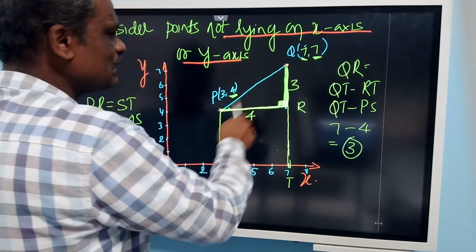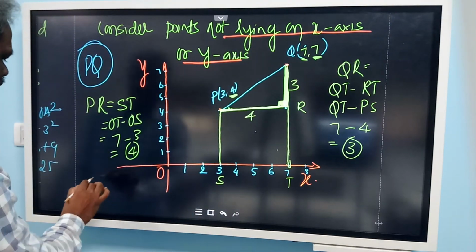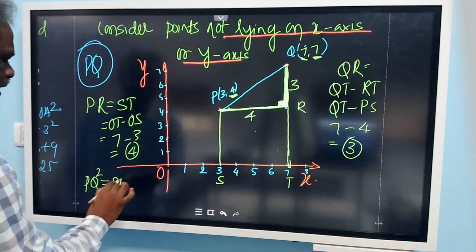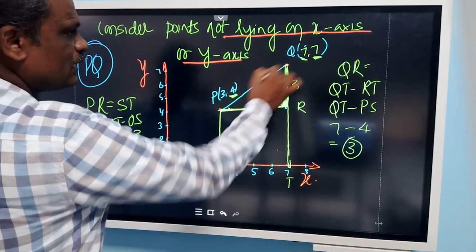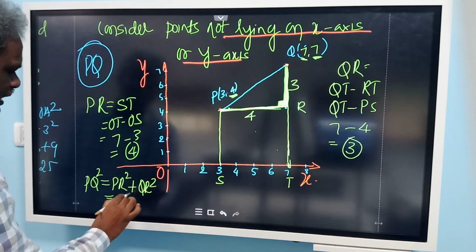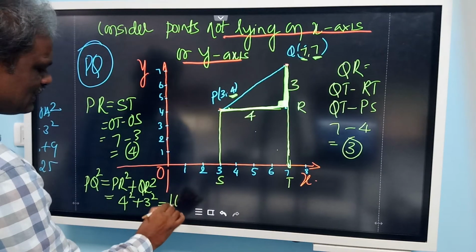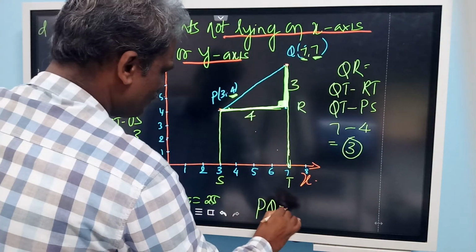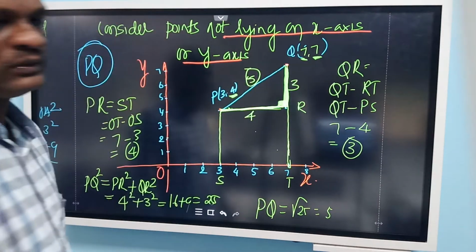You got a right angle triangle here. Apply Pythagoras theorem now. PQ square is equal to PR square plus QR square. PR square is 4 square, QR square is 3 square. So 16 plus 9 is 25. So PQ is the square root of 25, which is 5 units. So you got this distance also 5 units.